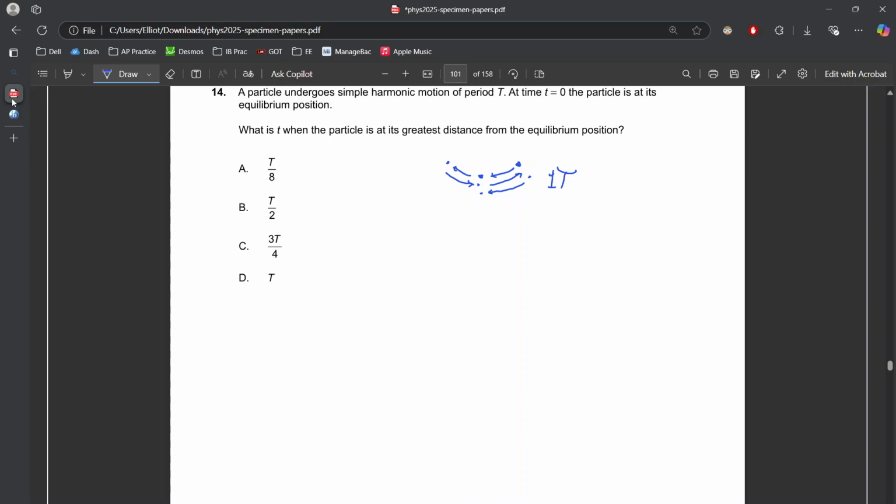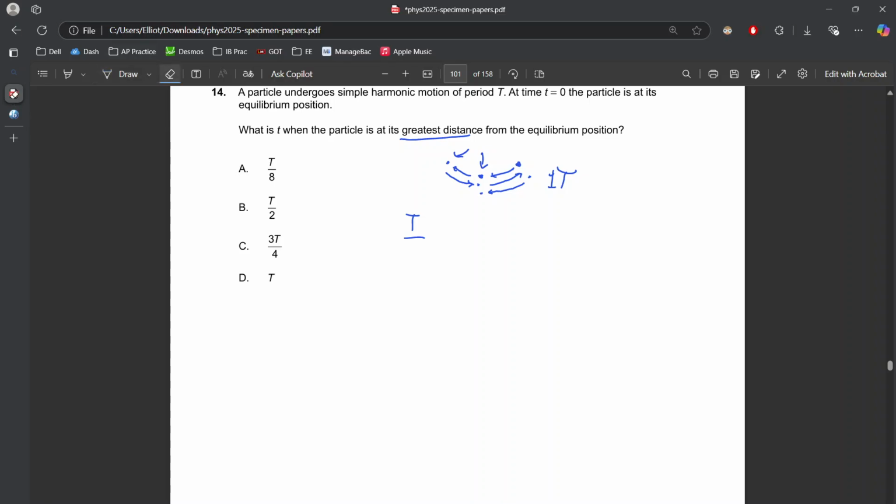Okay. So you're saying that it starts over here, and what is its greatest distance from equilibrium? So you want to know at this point, which is just going to be one period away. Yeah, or one quarter of a period, right? So it's 1, 2, 3, 4. Because if you're at a period, you want to return to the same state that you were in. So it's going to be T over... Oh, that's not even an option. Great, love that.